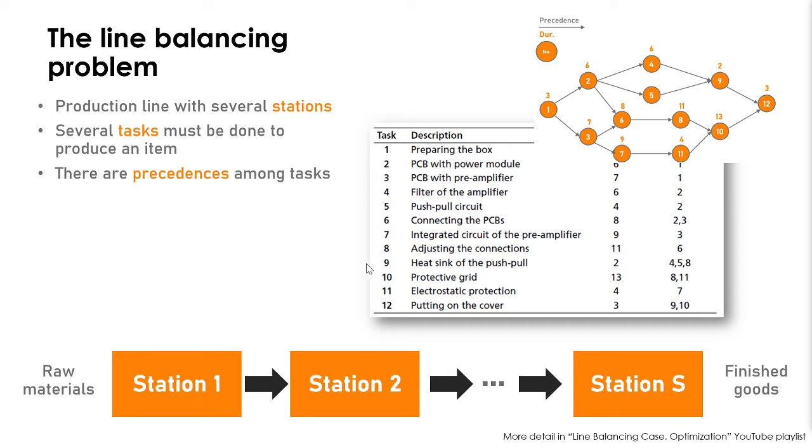So the problem consists in deciding what to do in each station so that the cycle time is minimized and we satisfy all precedence constraints. The cycle time is the time in between 2 amplifiers coming out of the line, and the lower the cycle time, the more production we obtain from this line and the more money obviously we can get.